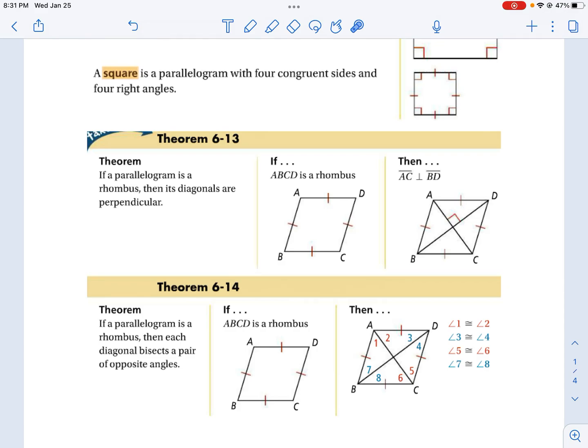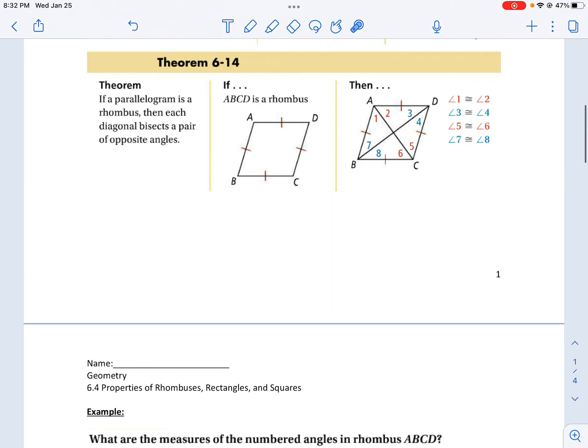So if a parallelogram is a rhombus, so basically given a rhombus, then the diagonals are perpendicular. So here's your rhombus. When you draw your diagonals, the diagonals create a right angle where they meet. Another theorem here is if a parallelogram is a rhombus, so given a rhombus, then each diagonal bisects a pair of opposite angles.